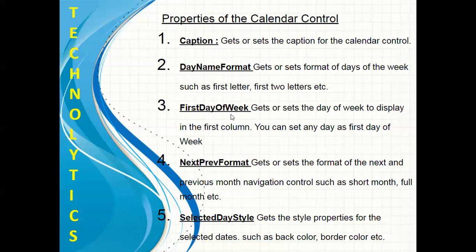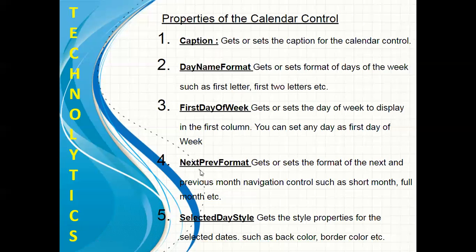Next property is first day of week. Gets or sets the day of week to display in the first column. You can set any day as first day of week. Maybe if you want to start from Tuesday, then you can make Tuesday as first day of week. It is up to the user.